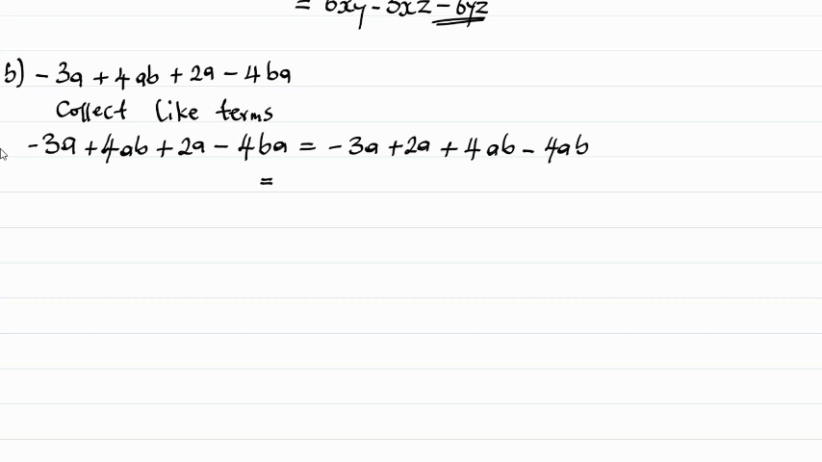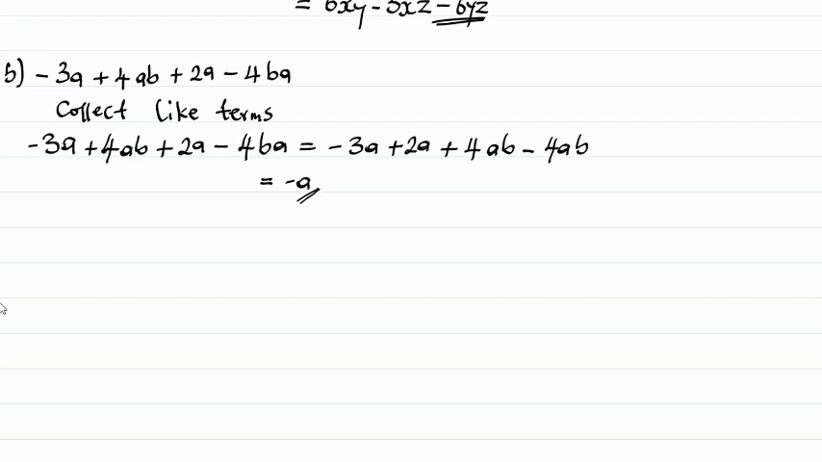Solving further, we have minus 3A plus 2A gives us minus A. Next we have plus 4AB minus 4AB gives us 0, so both cancel out of our expression, and we're left with minus A as our answer.